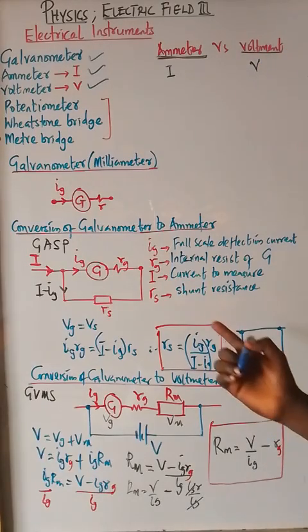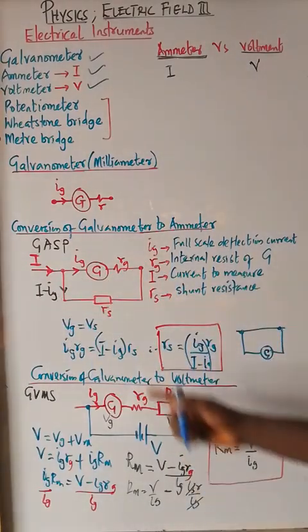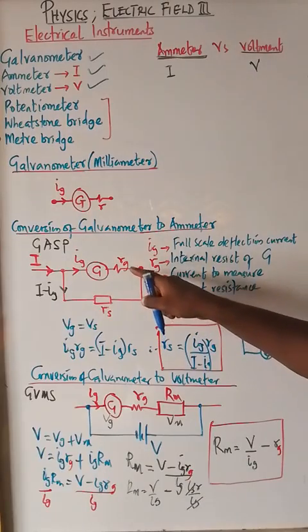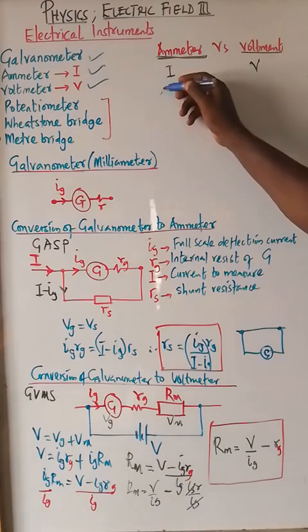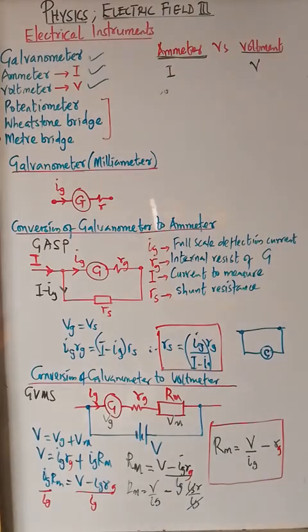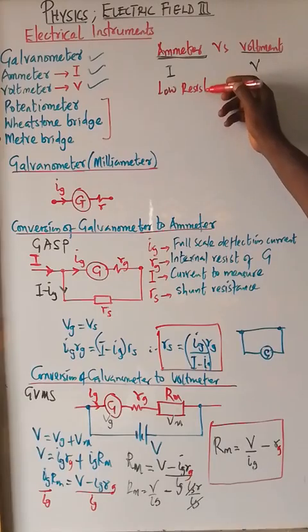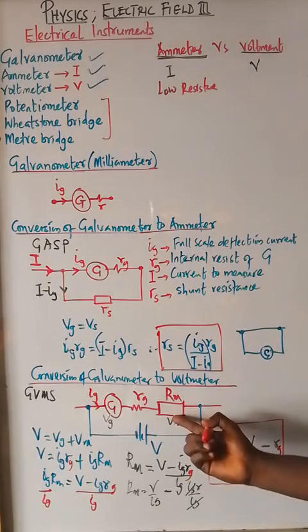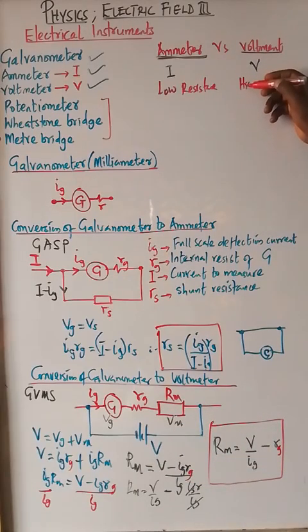Next, this whole arrangement is an ammeter already. If you combine this Rg and Rs in parallel, you get an even smaller value. So the ammeter has a low resistance. It is a low resistance instrument, so the total resistance for an ammeter is low. For the voltmeter, Rm is large and they are in series, so it will add up. So it means the voltmeter is a high resistance instrument.